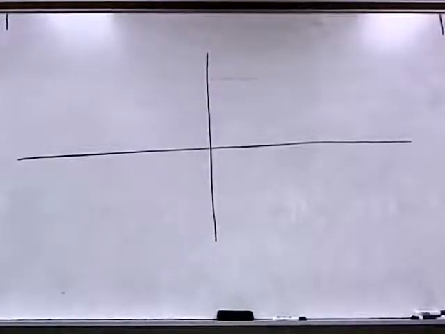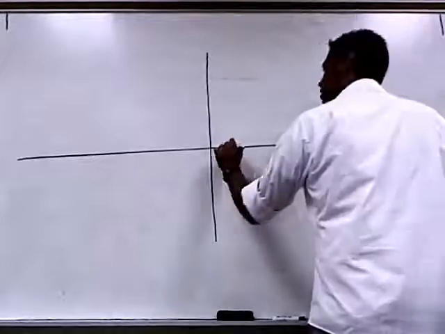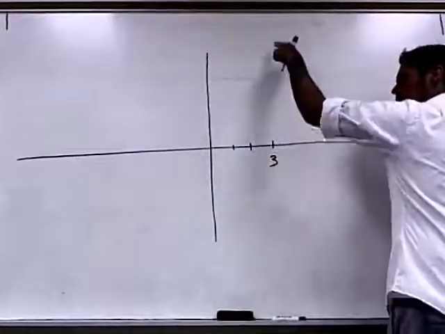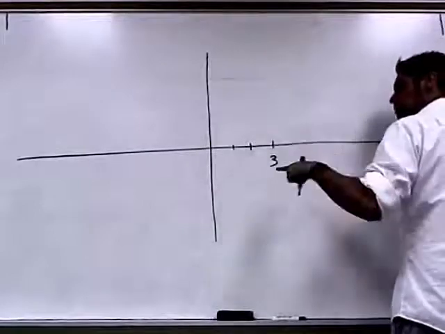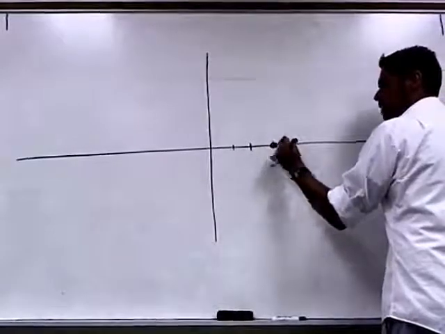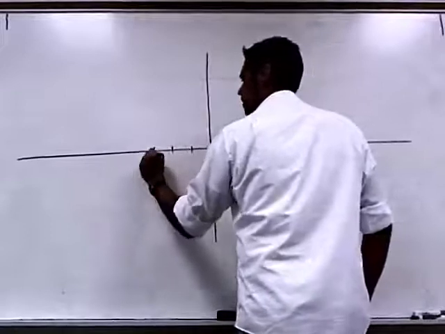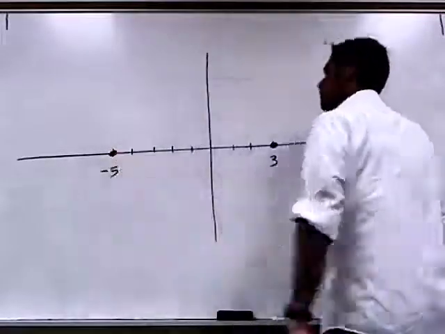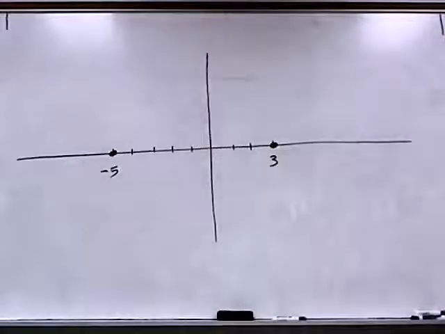What do I start with? X-intercepts, what were they? Negative 5 and 3, so 1, 2, 3. What am I going to put here? Dotted line? Just point right there. And then negative 5? Dot. Okay? Vertical asymptotes.